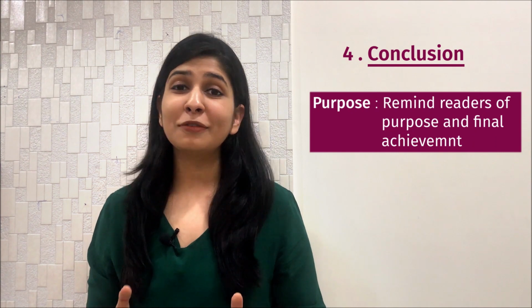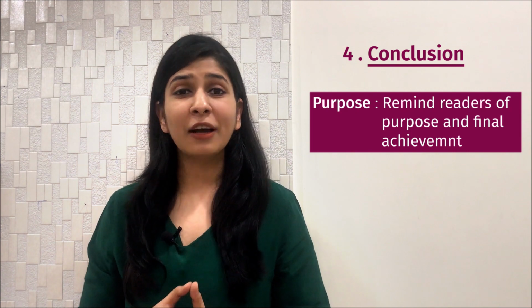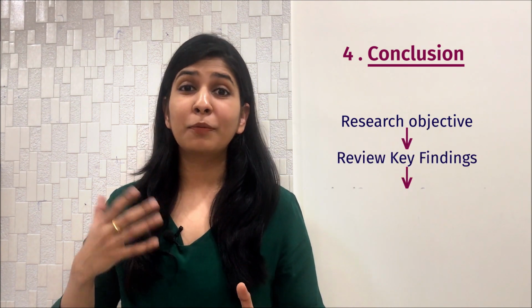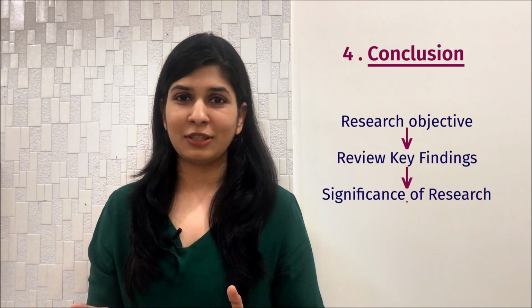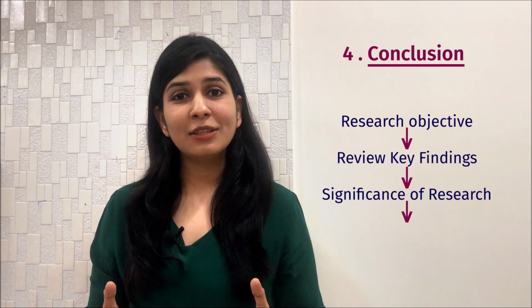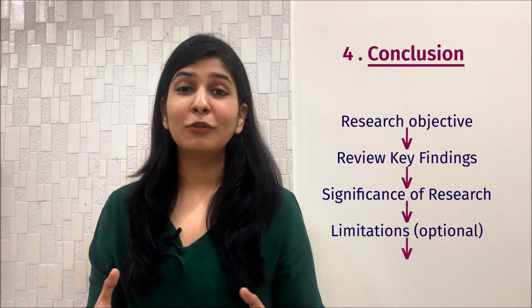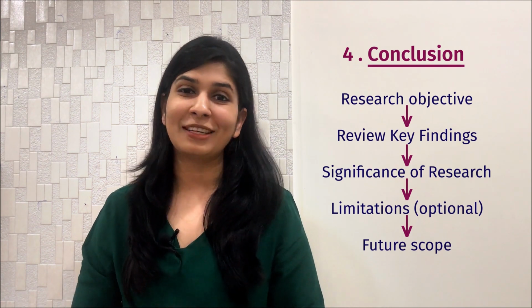The next section is the conclusion section, and here the purpose of this section is to remind your readers why you started your research in the first place and finally what you have achieved out of it. So in this section you can reiterate your objective and review the key findings of your work. After that, you're going to talk about the broader applications or implications of your study and basically how your study has helped in making a contribution to that field. Finally, you can also close this section by talking about the limitations of your study, if any, and then talking about the future scope and how your research can be extended further.